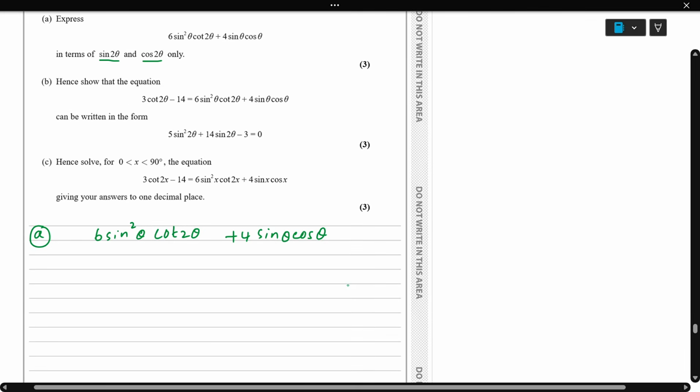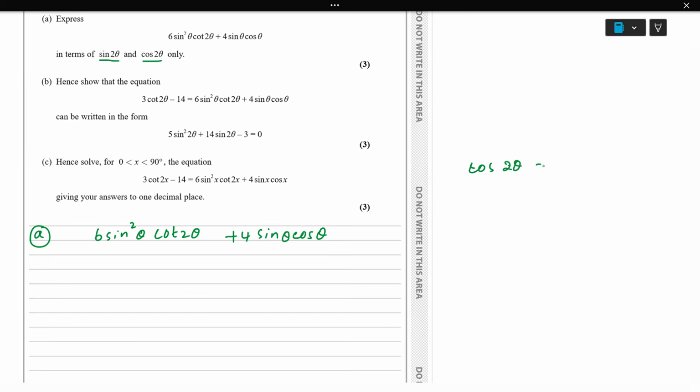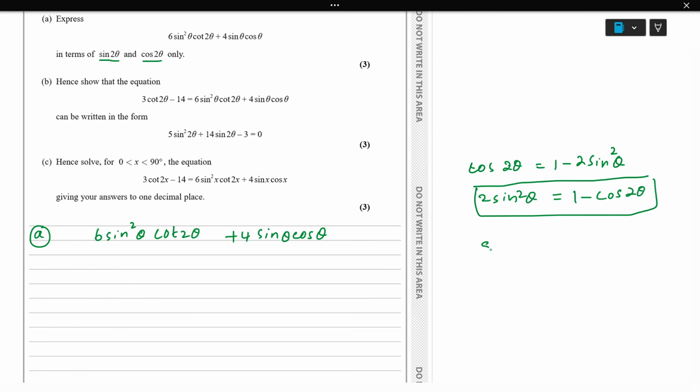So we'll recall this identity, which is the first one: cos 2 theta equal to 1 minus 2 sin square theta. From here I'll make 2 sin square theta the subject, so 2 sin square theta equal to 1 minus cos 2 theta. So this is our first, we are going to use this, and the next identity is sin 2 theta equal to 2 sin theta cos theta. We are going to use both here. So this is the second identity.